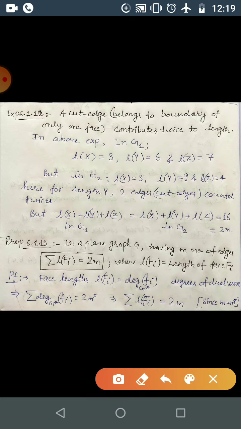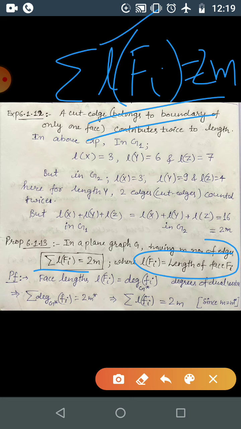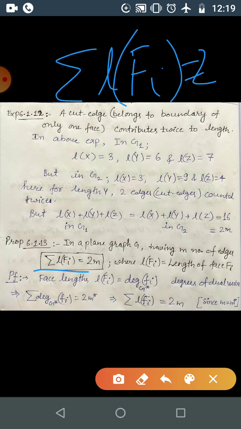Next proposition: in a plane graph G having m edges, where m is the size of the graph, the summation of the lengths of the faces fi is equal to 2m. Just now I gave you this result, where L of fi denotes the length of face fi. Now, how is this true?